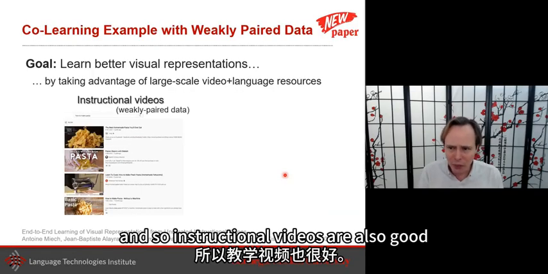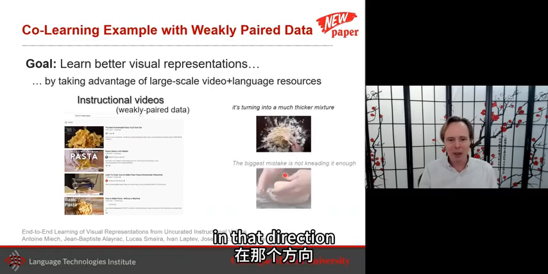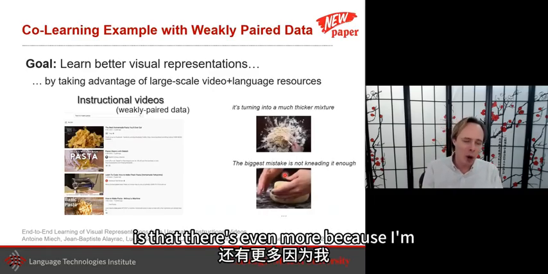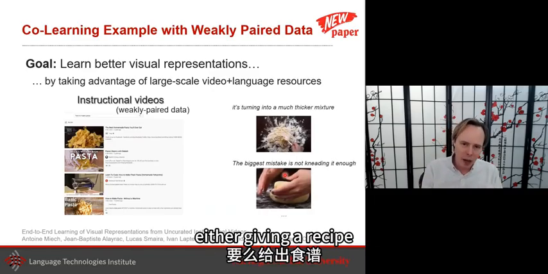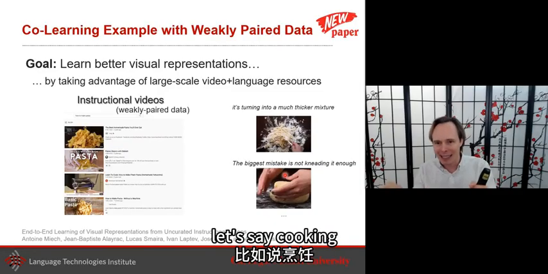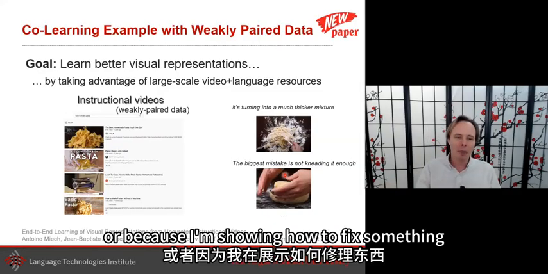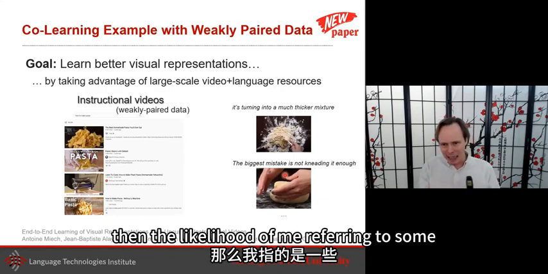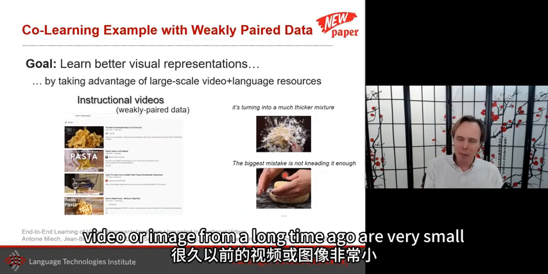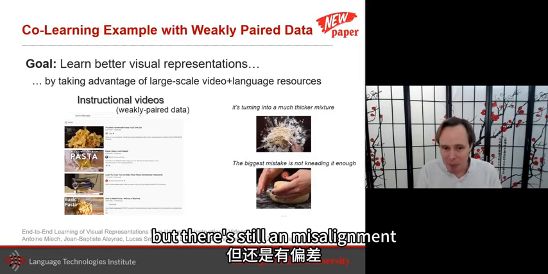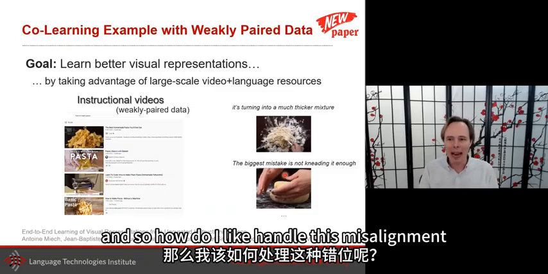And so instructional videos are also good in that direction, because I'm either giving a recipe, let's say cooking, or showing how to fix something, then the likelihood of me referring to some video or image from a long time ago is very small. But there's still a misalignment. And so how do I handle this misalignment?